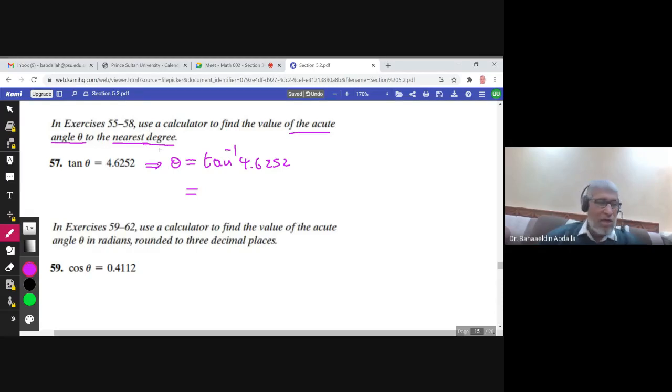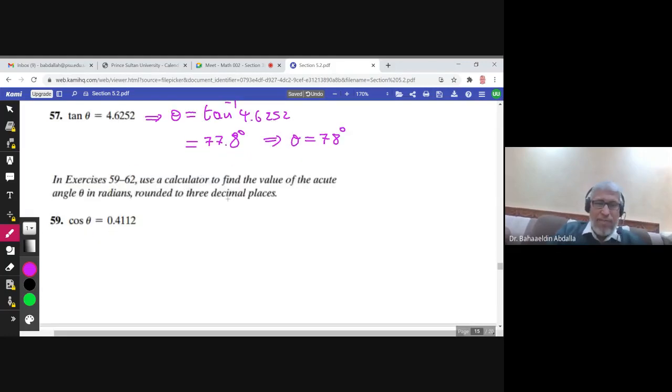The answer is to the nearest degree, so you have to be in the degree mode. I am in the degree mode, so I will use shift tan. Shift tan, you will see tan inverse written. So tan inverse, I put the number 4.6252. The answer would be 77.8 degrees. To round to the nearest degree, 8 is greater than 5, so theta would be 78 degrees. I raise 7 to 8 because this 8 is greater than 5.